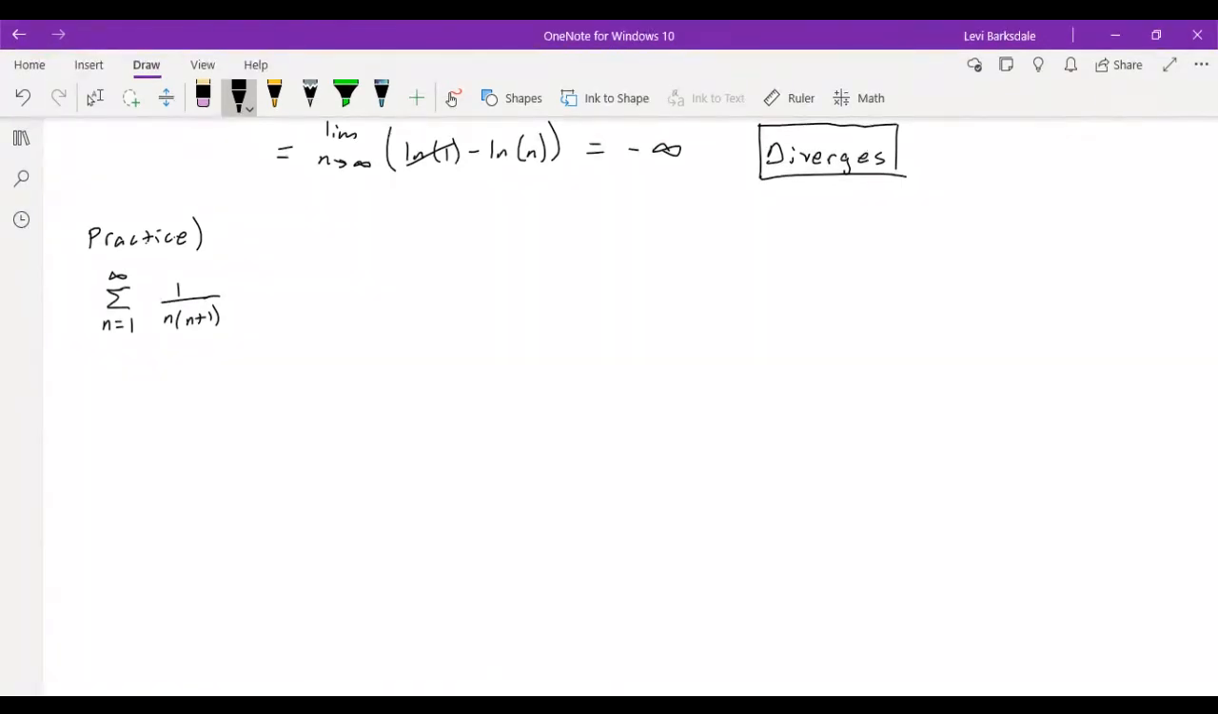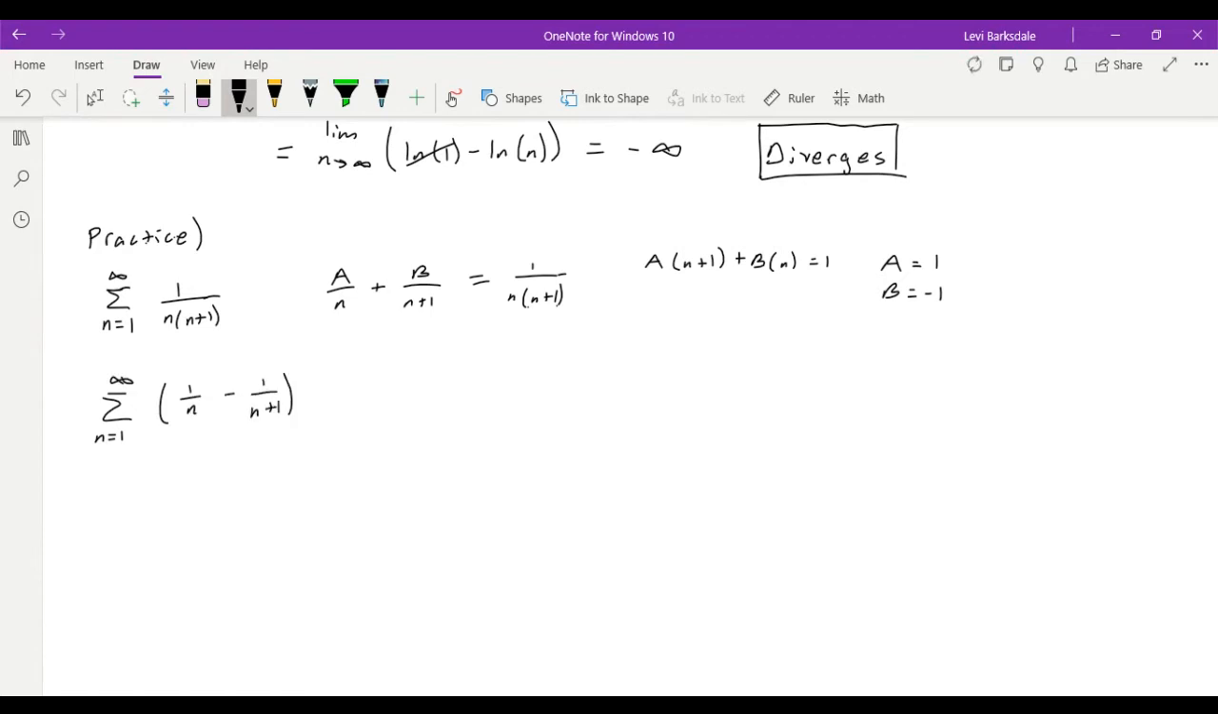All right, let's go ahead and go over this. First off, we'll rewrite using partial fractions. So then we get that a times n plus 1 plus b times n is equal to 1. We get that a is equal to positive 1 and b is equal to negative 1. So we can rewrite our sum as the sum from n is 1 to infinity of 1 over n minus 1 over n plus 1.